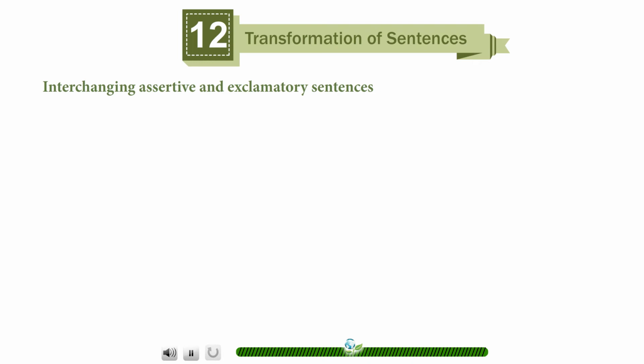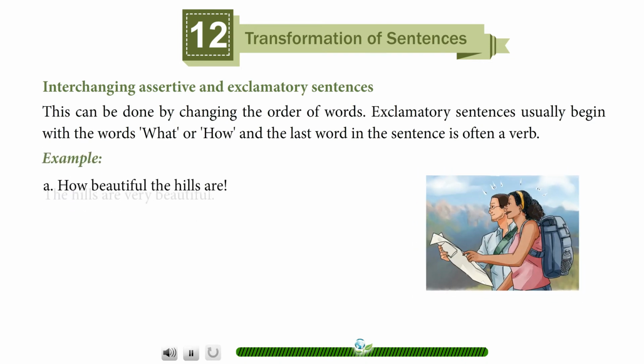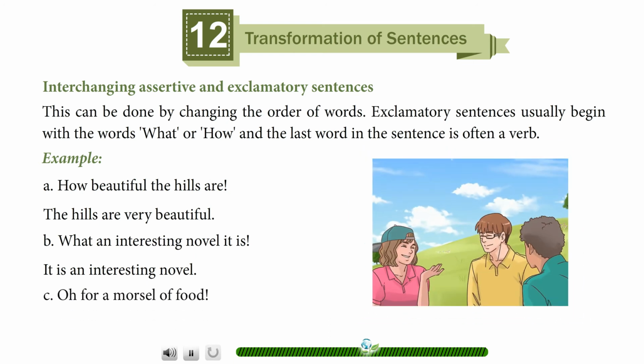Interchanging assertive and exclamatory sentences. This can be done by changing the order of words. Exclamatory sentences usually begin with the words what or how, and the last word in the sentence is often a verb. Example: how beautiful the hills are. The hills are very beautiful. What an interesting novel it is. It is an interesting novel. Offer a morsel of food. I wish I had a morsel of food.